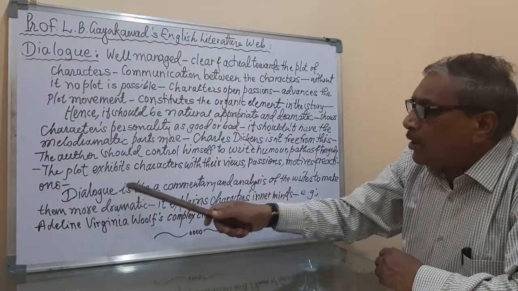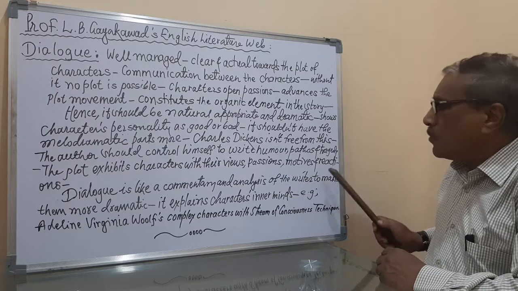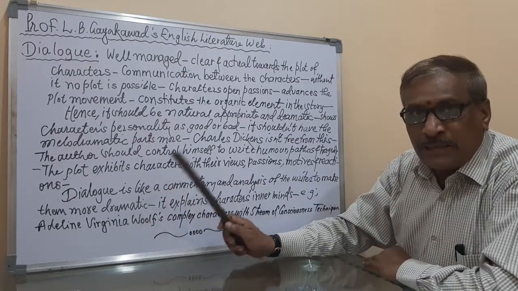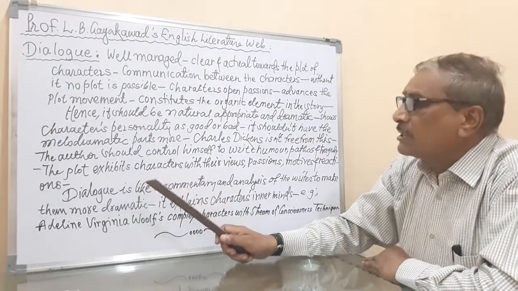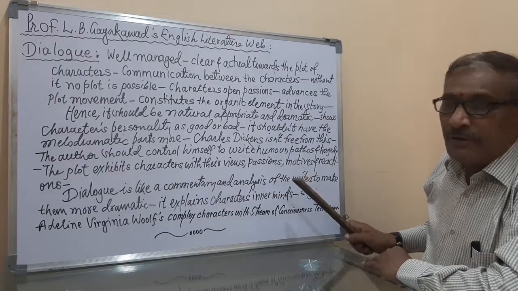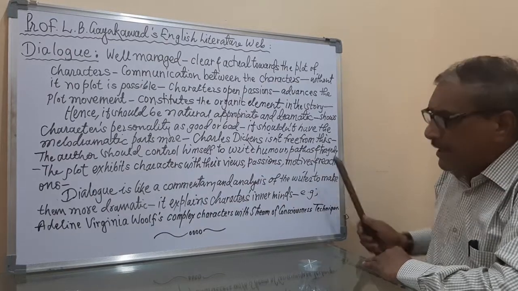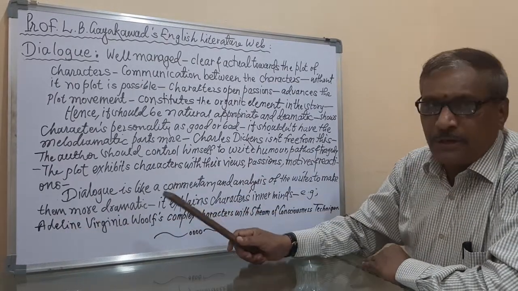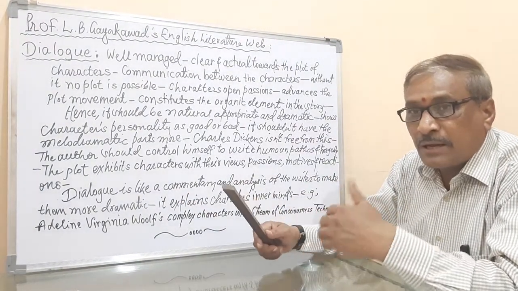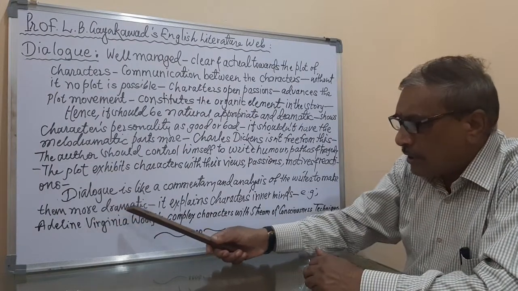And so dialogue is like a commentary and analysis of the writer to make them more dramatic. Means here, if the dialogue is beautiful or clear or actual or well managed, then this dialogue is a commentary, it is the analysis of the writer, and this dialogue then makes the characters more dramatic. Means these characters present the real life of the society very clearly. That is called more dramatic.